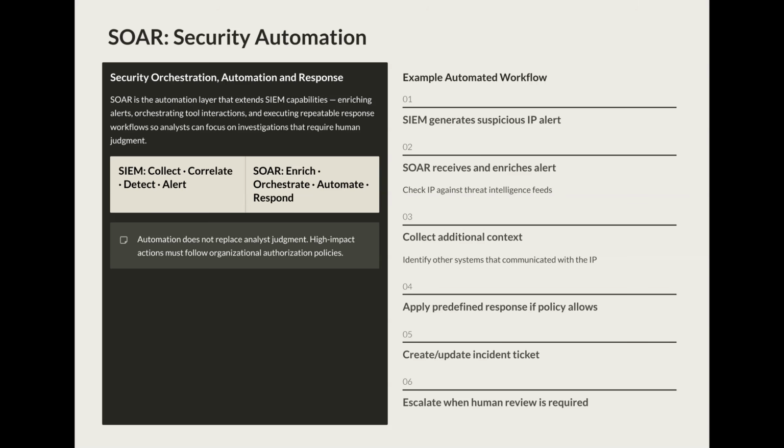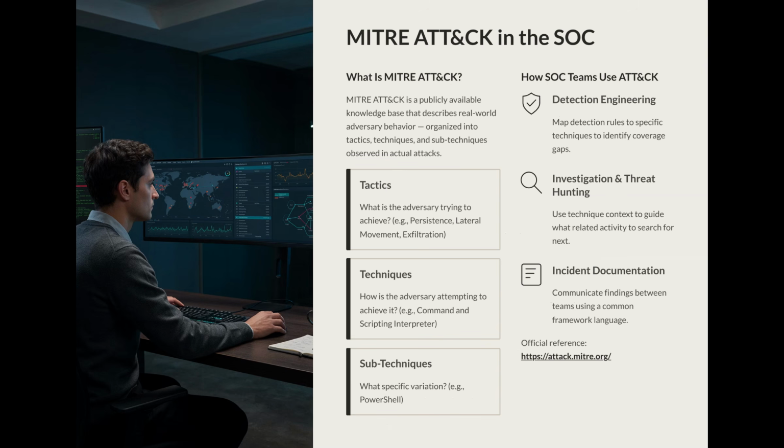Another framework you will constantly encounter in security operations is MITRE ATT&CK. ATT&CK gives us a common way to describe adversary behavior using tactics, techniques, and sub-techniques. A tactic describes what the adversary is trying to achieve. A technique describes how they are attempting to achieve it. A sub-technique gives us an even more specific implementation of that behavior. SOC teams use ATT&CK for detection engineering, investigations, threat hunting, coverage analysis, and incident documentation.